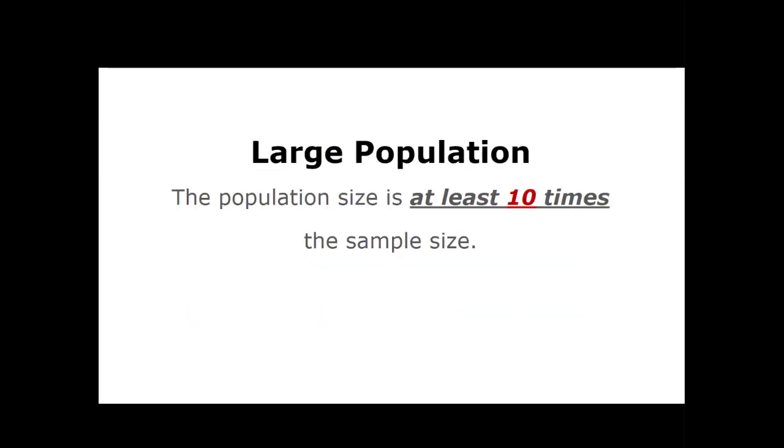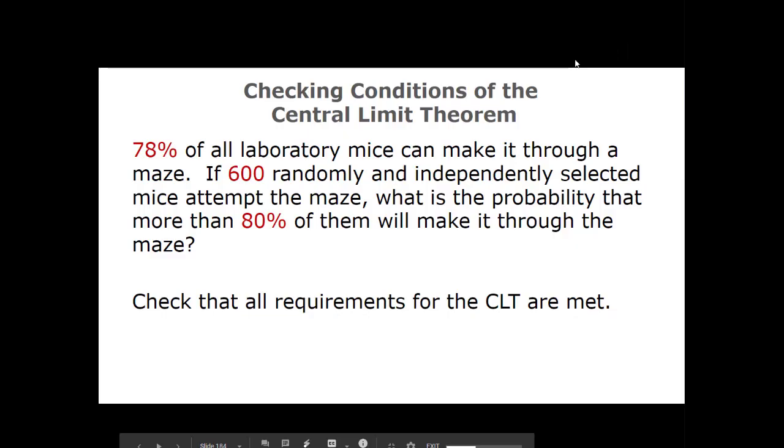The final condition that must be met for the central limit theorem to apply is that there must be a large population. The large population can be defined by the population size being at least 10 times greater than the sample size. So let's try to check the conditions for a real problem.